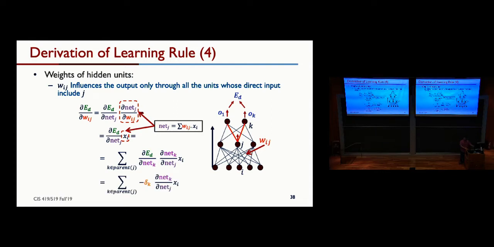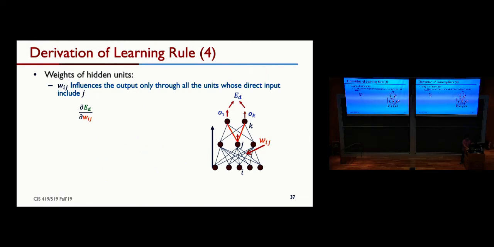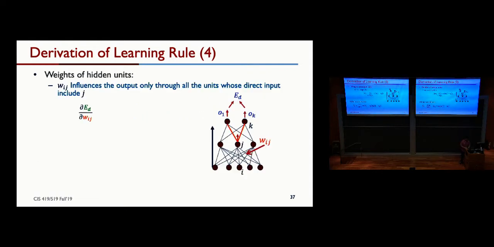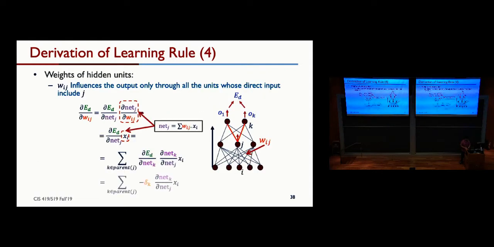So this term, the one I've written as delta k, is something that we've actually already computed in the previous slide. Let me show you. So that was the gradient of ed with respect to net j, and we call this term delta j. This is exactly what we get now.